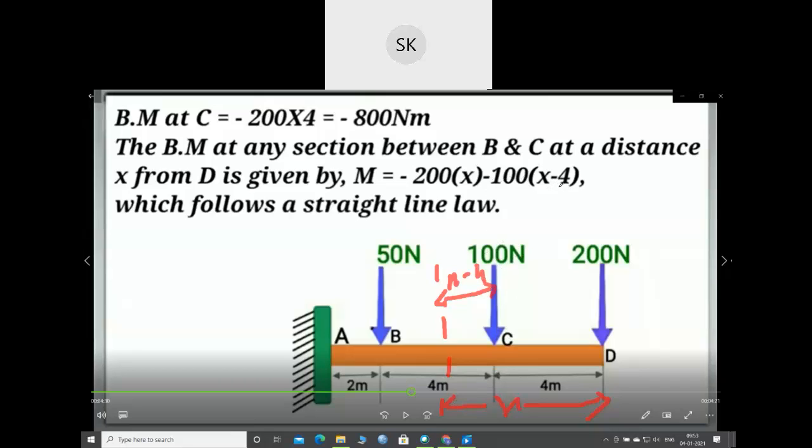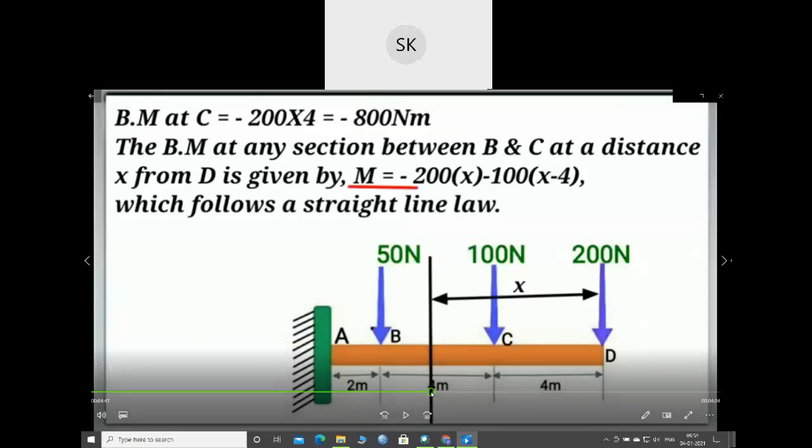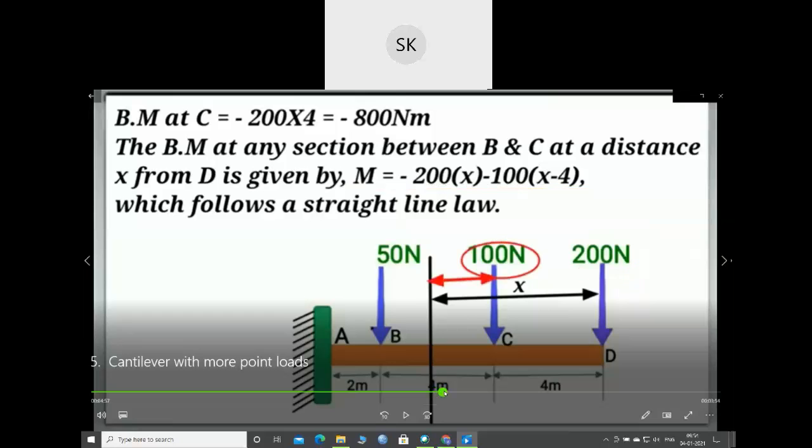Any confusion from this part? Please type in the chat box. Any confusions from this part? Okay, thank you. So this is the moment at B to C. Now they have considered a section and found out the moment equation.